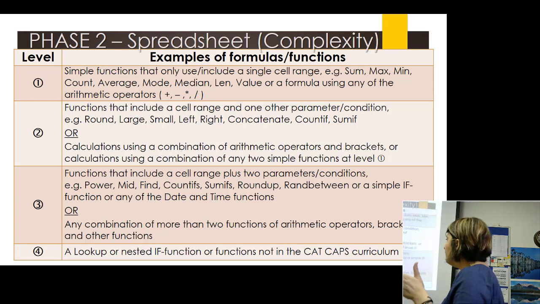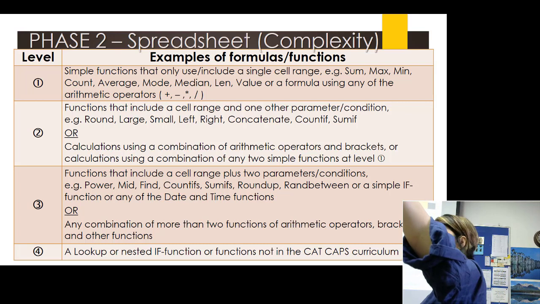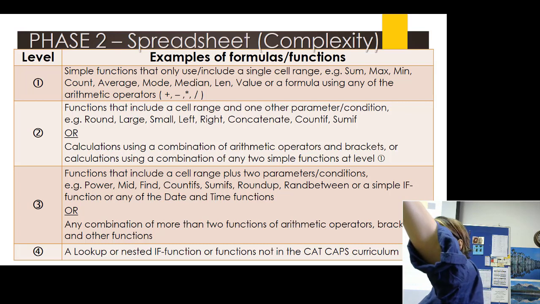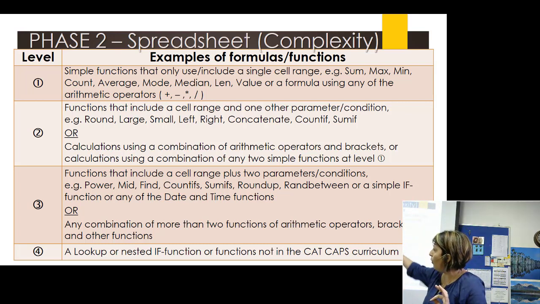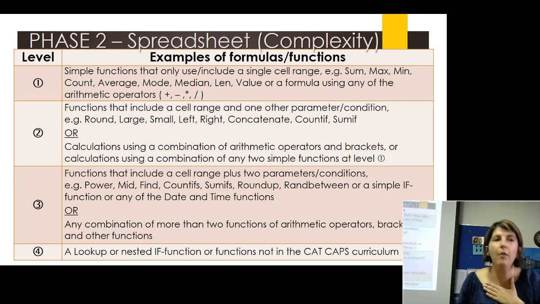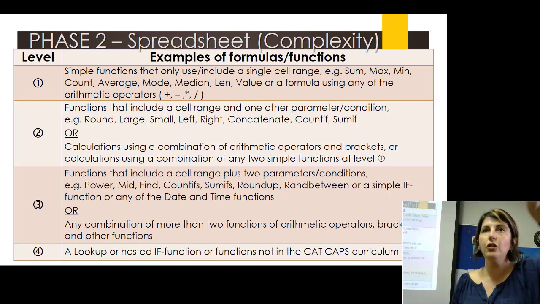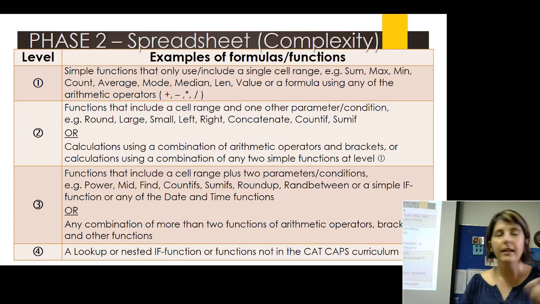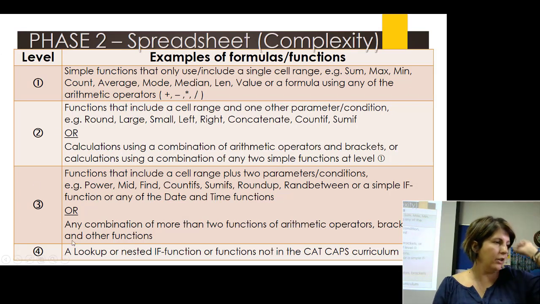A combination of more than 2 functions, so it's 2 parameters of arithmetic operators, brackets, and other functions. So it's already 3, right? Minimum. So just be aware of the ors, okay? Because when we moderate, we find that you only look at the function, but you forget if there's a formula as well. Alright? Some kids are good with formulas, some are not.